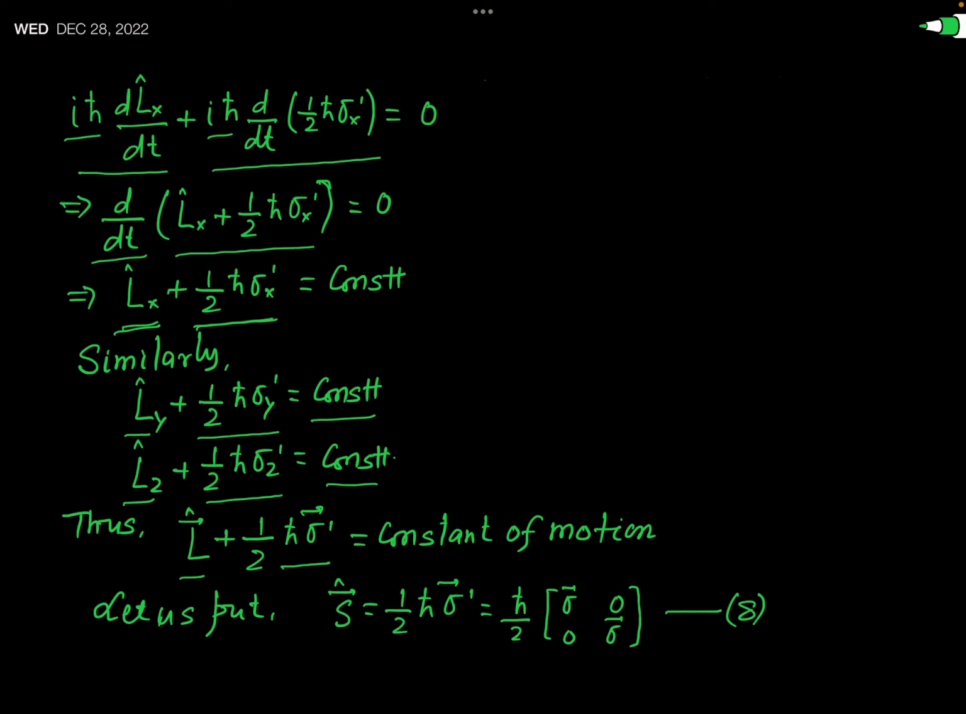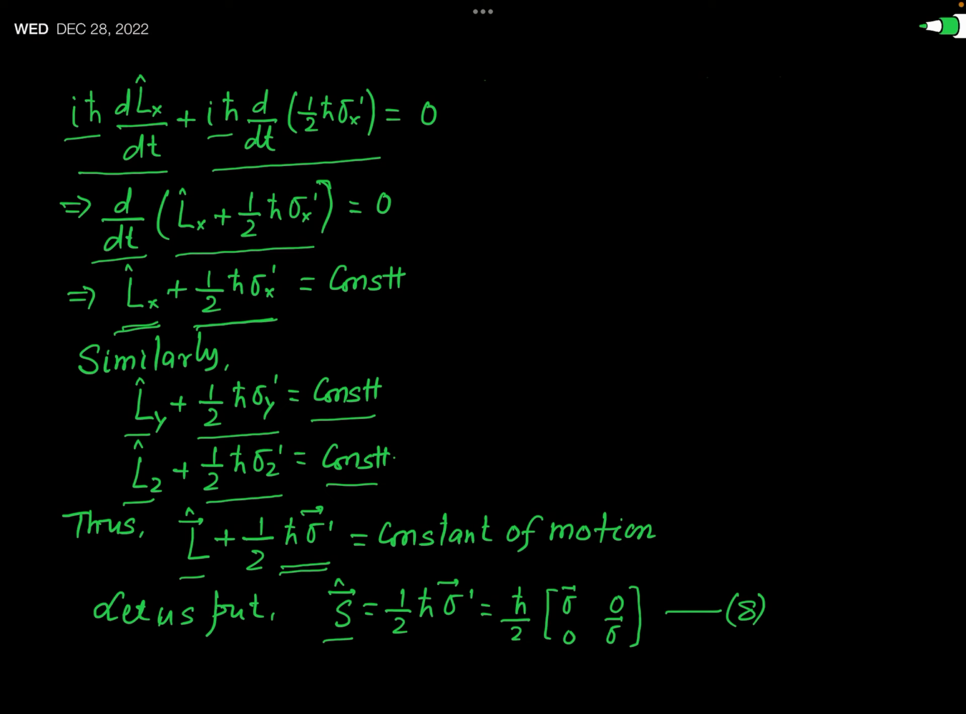That will be a constant of motion. We have seen that L is not a constant of motion, but L plus 1/2 ħ σ dashed is a constant of motion. Actually, this term 1/2 ħ σ dashed is written by the symbol Sˆ.